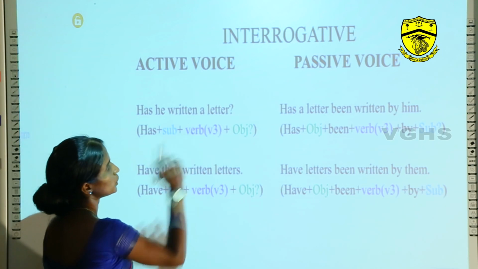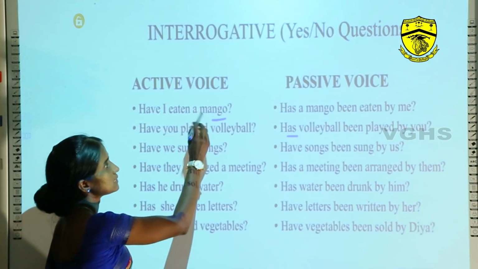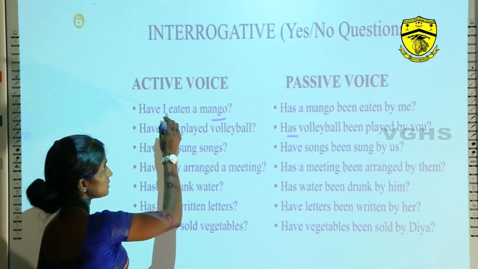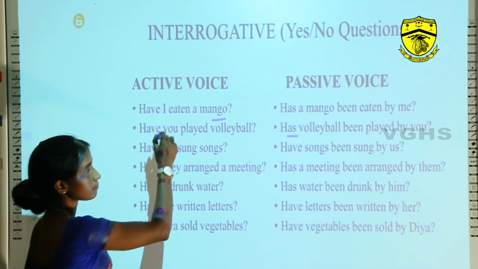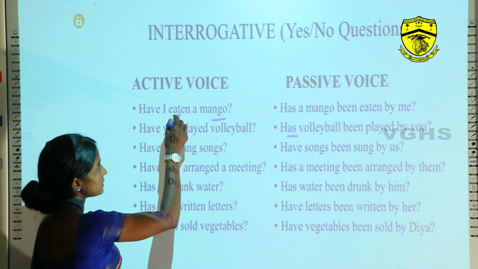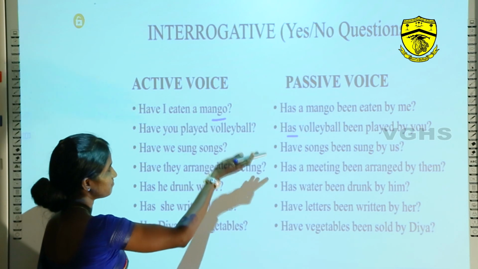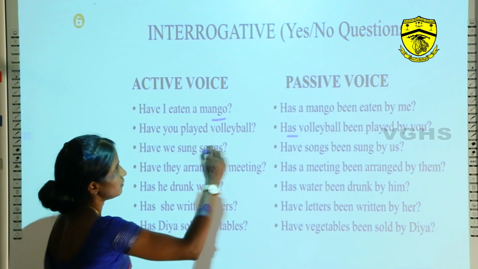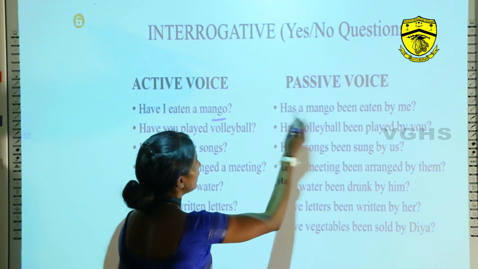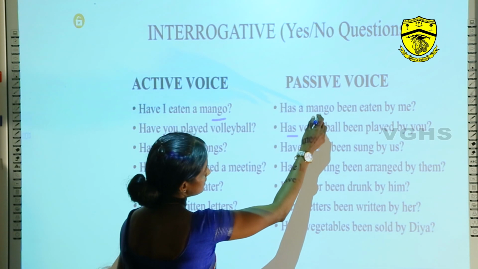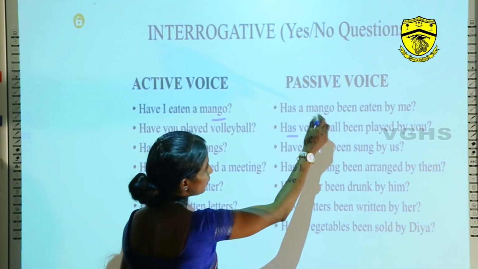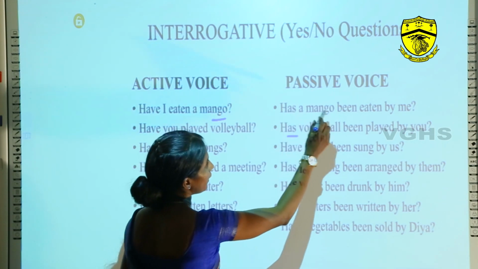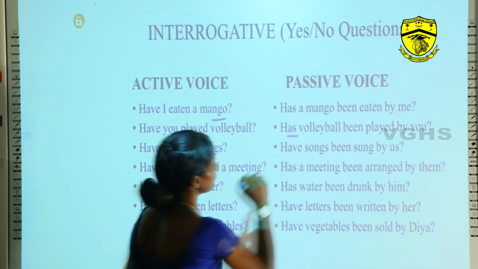Form of yes or no question. Have I eaten a mango? Here I is the subject, so we use have as the auxiliary verb. When converting into passive, mango comes as the subject and mango is singular, so we put has. Has a mango been eaten by me?